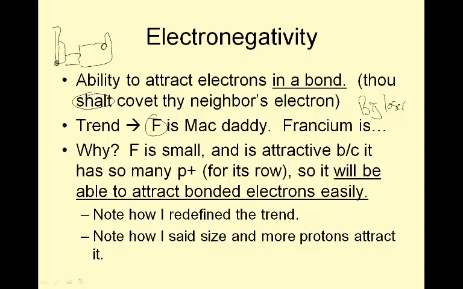So if we're trying to attract electrons, I'm not trying to lose electrons. Francium is down here, and francium is a big loser, so it's the worst at it. Why? Fluorine is small and is attractive because it has so many protons for its row. Remember, protons equal attractiveness. It's like money, right? So it will be able to attract bonded electrons easily.